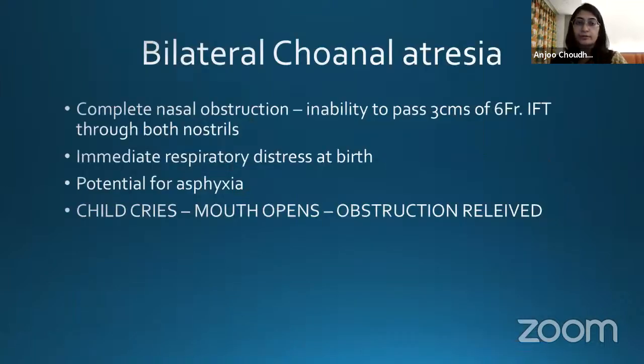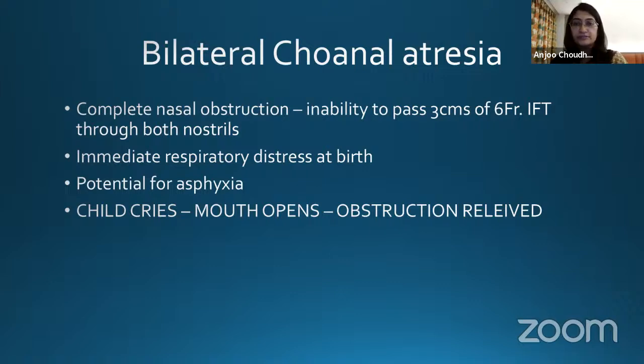Now, the important part in this is bilateral choanal atresia, which you will see immediately after birth. So, before calling an ENT or airway person, you will be the first person to diagnose it. These children will present with complete nasal obstruction on both sides. And when you try to pass a 6 French catheter through both nostrils, it usually passes the first 3 centimeters, but we feel a block after that. Now, this child will present with immediate respiratory distress at birth and potential for asphyxia and cyanosis.